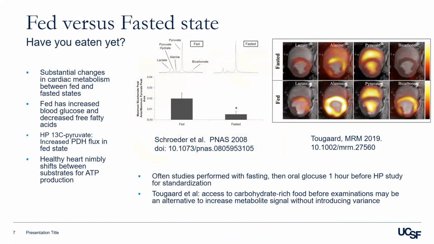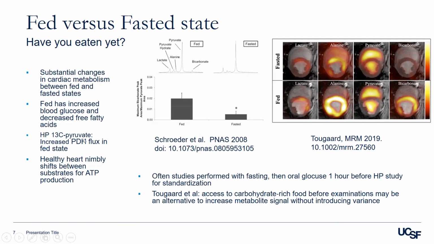So a big effect in the heart is your fed versus your fasted state. There's substantial changes in cardiac metabolism between fed and fasted states. And actually for other organs, you should be thinking about this as a possible confounder of your experiments as well, because this can also affect metabolism in other organs. I think there's even a paper evidencing that some cancers will change in fed versus fasted states.